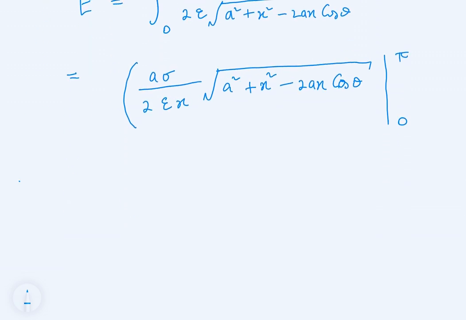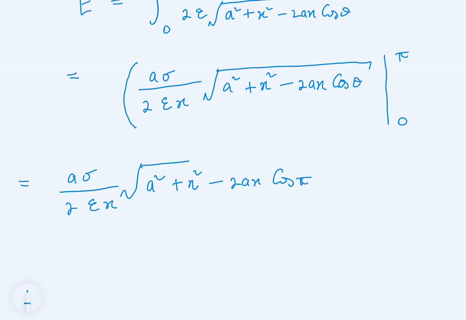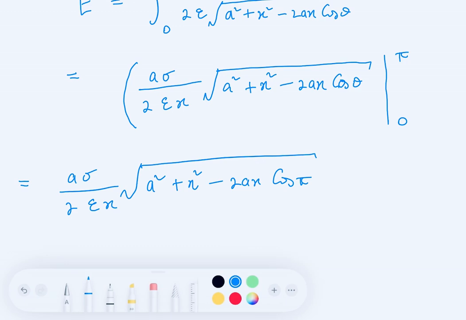So now this is equal to the following. This is equal to a sigma divided by 2 epsilon x multiplied by the square root of a squared plus x squared minus 2ax multiplied by cos of pi. Okay, so we first start with pi. We first start by substituting pi.